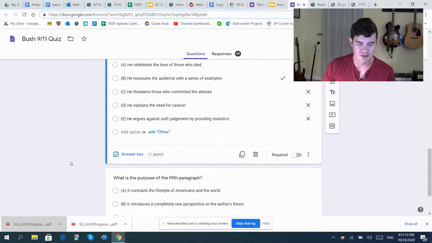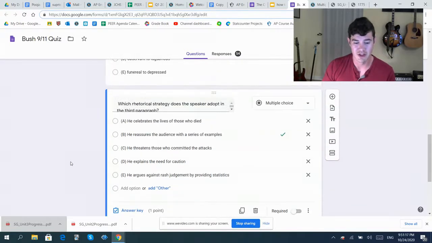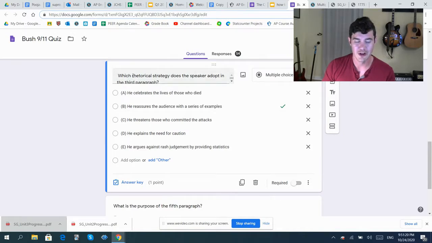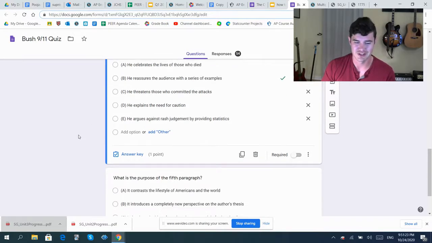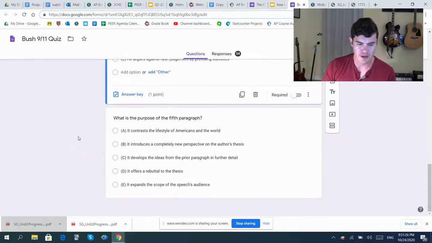And this is another one where some of the other answers would be correct for different paragraphs, but you just have to make sure you know which one is the third paragraph and double check on that before you put your answer. Okay, and then I end with what is the purpose of the fifth paragraph. This is one that a lot of students missed when I gave this quiz, or practice rather. And the purpose is to expand the scope of the speech's audience. It doesn't offer a rebuttal to the thesis. It doesn't develop the ideas from the prior paragraph in further detail. It doesn't introduce a completely new perspective on the author's thesis, and it doesn't contrast the lifestyle of Americans and the world.